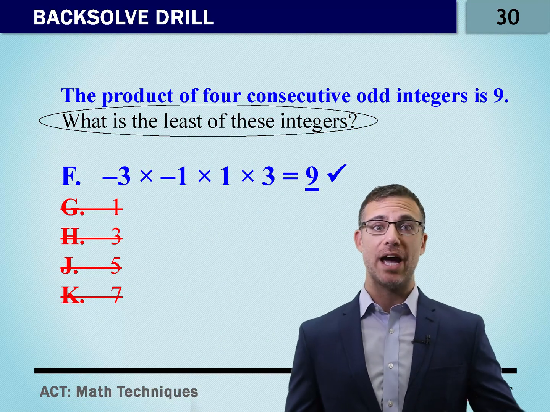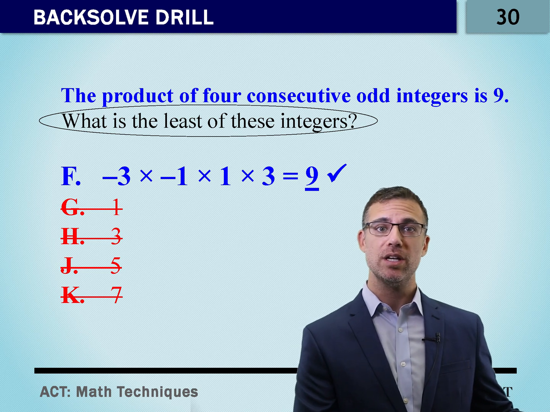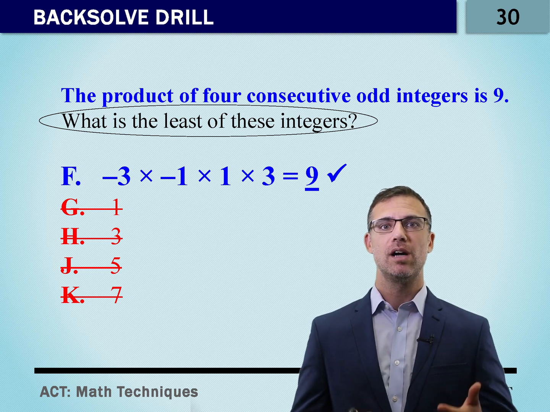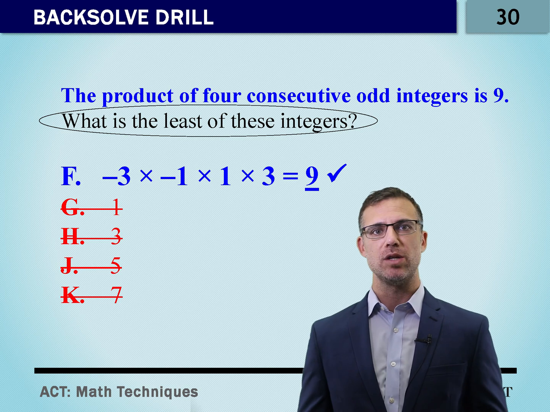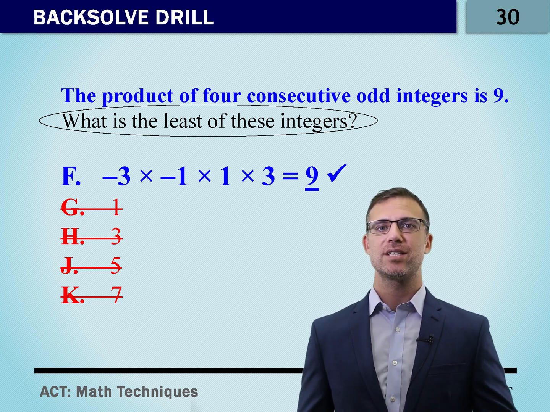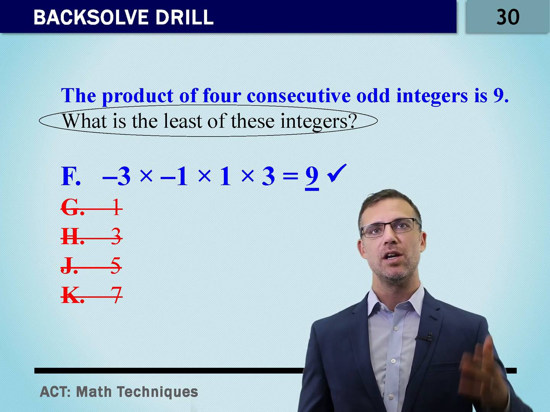So our choice was to actually do a huge algebraic expansion or to test simple arithmetic with multiplication that you can spot in a second and a half. Backsolve, super powerful, really easy, no way to mess it up.